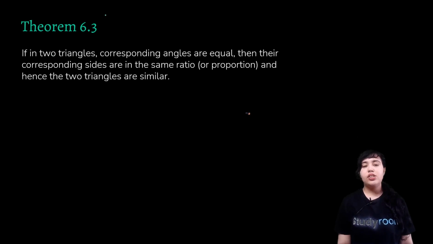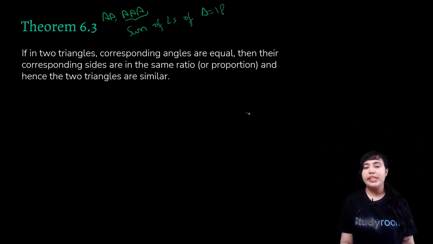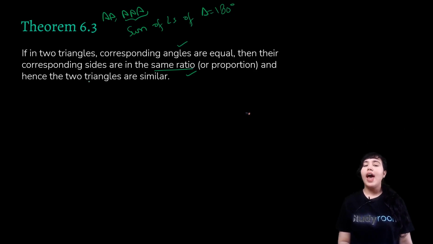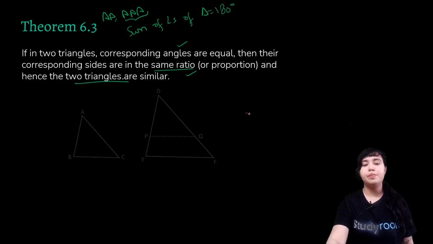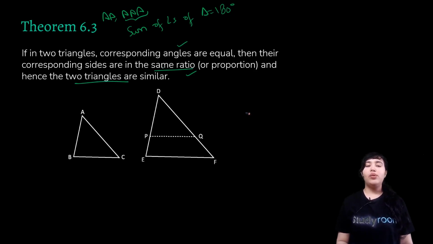As I just stated, your angle-angle test can also be called angle-angle-angle, but you need not look at all the three angles here because anyway the sum of angles of a triangle is equal to 180 degrees. So if in two triangles the corresponding angles are equal, then the corresponding sides would also be in the same ratio, which means angles and sides both are fulfilling the two conditions for similarity, and hence the two triangles are similar. Now we prove this theorem over here, theorem 6.3.